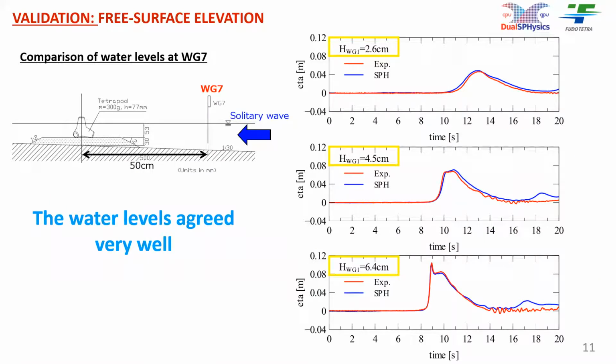Now let's move on to the validation results. The right figures compare the time series of the free surface elevation in front of the structure for 3 different wave heights. The red line shows the experimental result, and the blue line shows the calculated result. We can see that the water levels agreed very well for all wave heights.